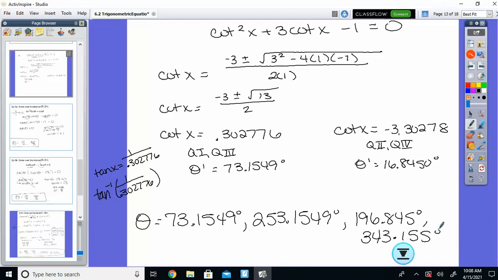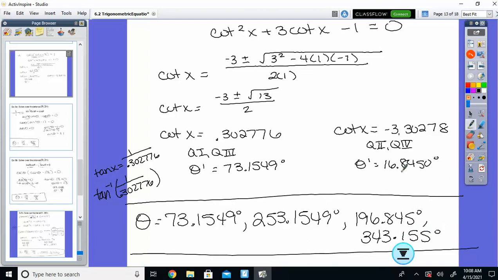Are we subtracting the negative? No, the negative we only used for the quadrants. After we got the quadrants, we completely ignore that negative for the rest of the problem. So when you type it in your calculator, you have to do tangent inverse of 1 over the positive. If you type in the negative, it gives you the wrong answer.